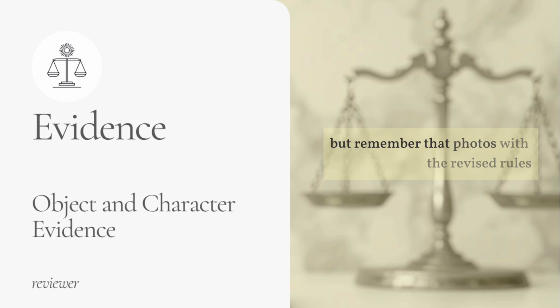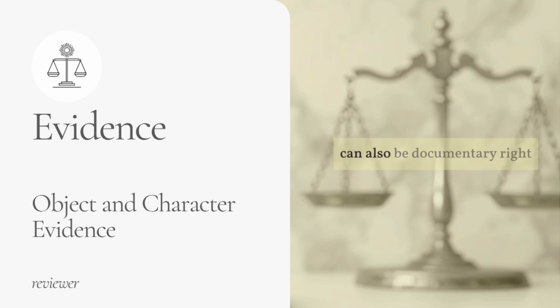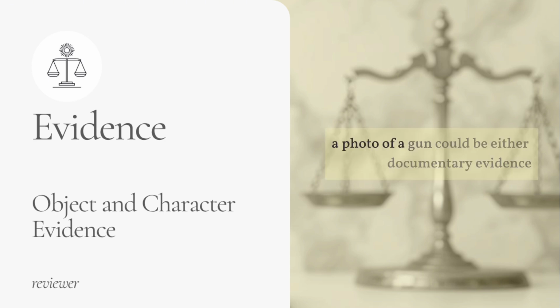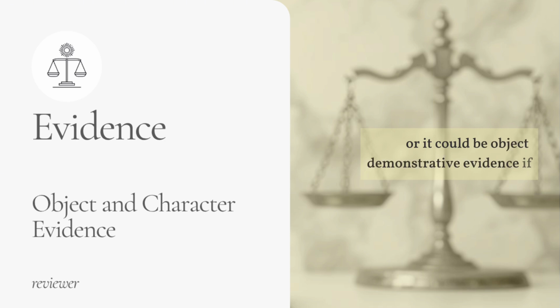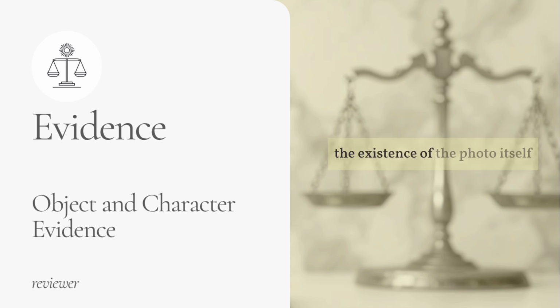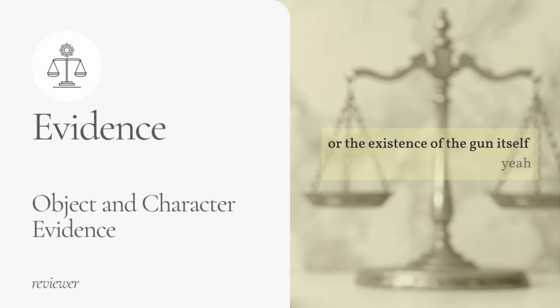But remember, the photos with the revised rules can also be documentary, right? So a photo of a gun could be either documentary evidence if it's offered to prove the truth of the depiction therein, or it could be object demonstrative evidence if it's there to prove the existence of the photo itself, or the existence of the gun itself. Object, if it's regarding the existence of the thing itself.